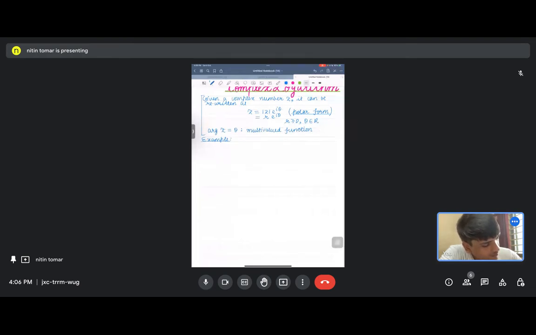1 can be written as e iota 2 pi, correct? Yes, sir. And so here theta is 2 pi, correct? Correct, sir. But it can also be written as e iota, let's say 4 pi, correct? And in fact, any 2n pi iota will give you the same value, right?